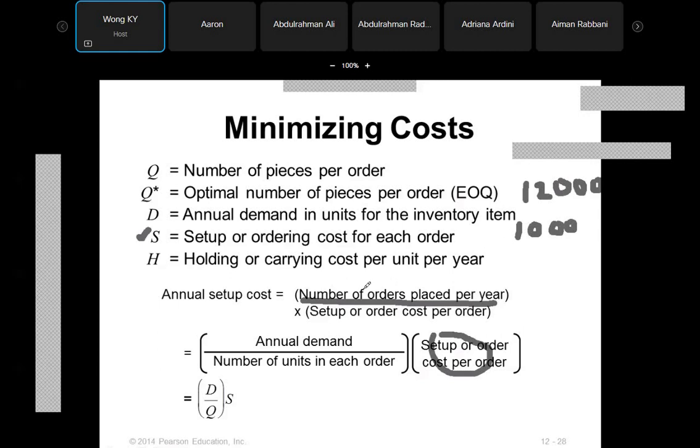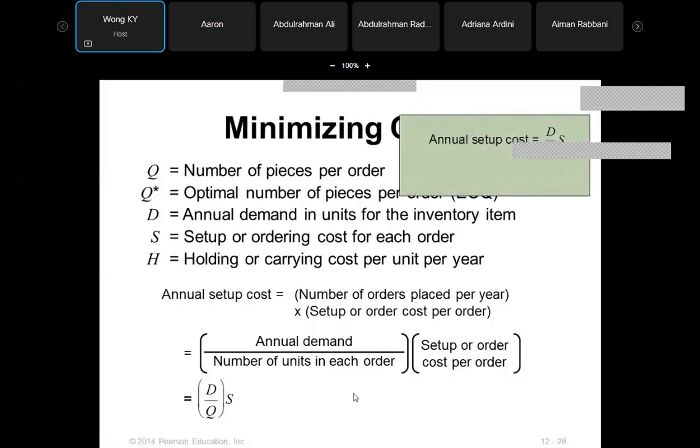So this is actually the frequency of making the order, basically it's the same. You use the annual demand divided by the number of units per order, and you will get the number of orders that have to be made, or the frequency of making the order. So it's just D, the annual demand, divided by Q, the number of pieces per order, and then you multiply with S. This will give us the annual setup cost. Clear? Okay, if clear, then move on.